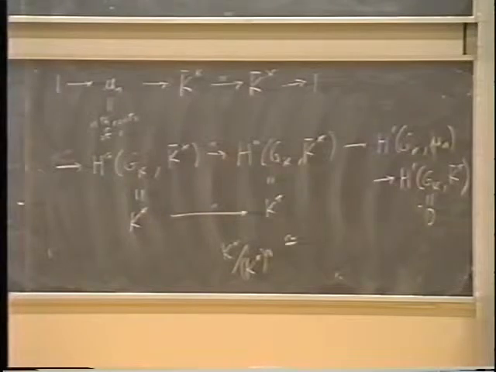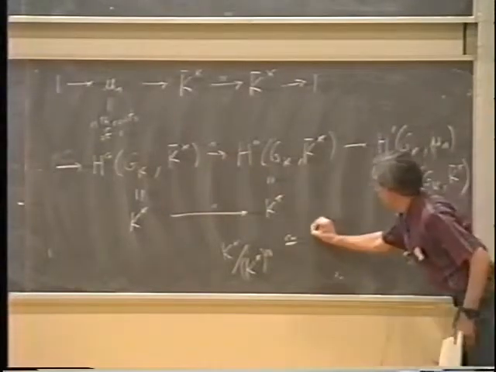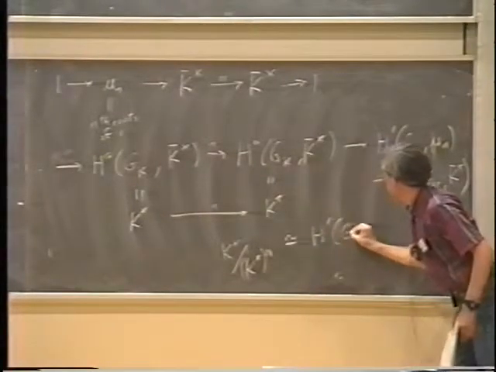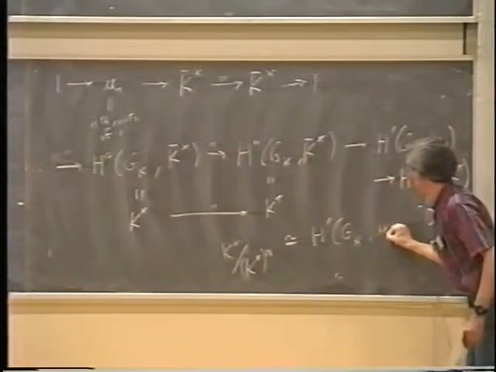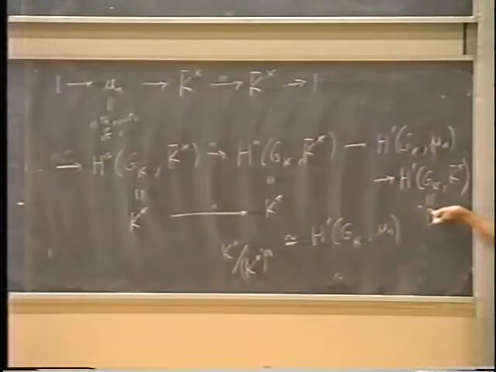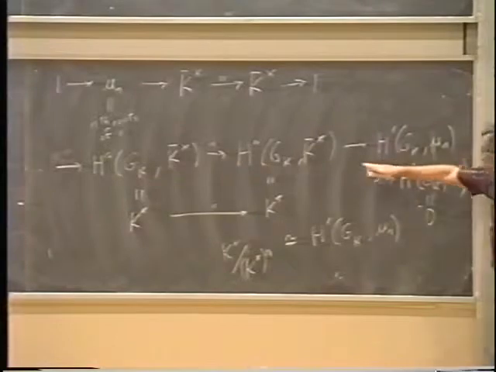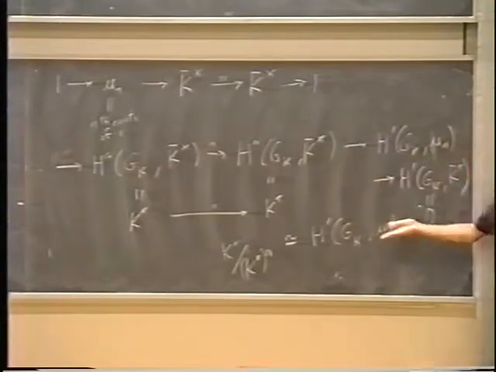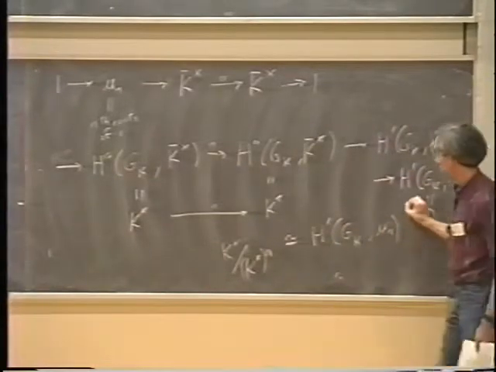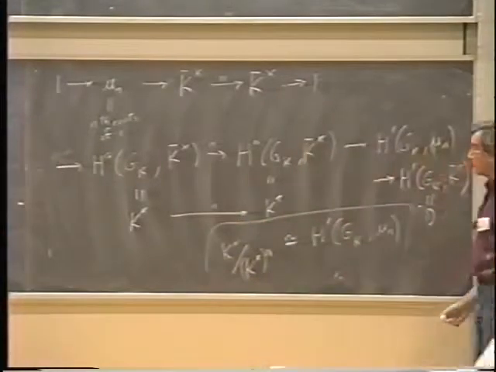is isomorphic to H1 GK mu n. That's because with this being 0, it says this map is surjective, and we just sort through what the exact sequence says. And so this is a consequence of Hilbert Theorem 90.